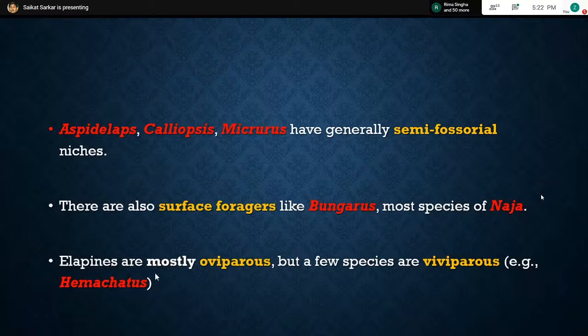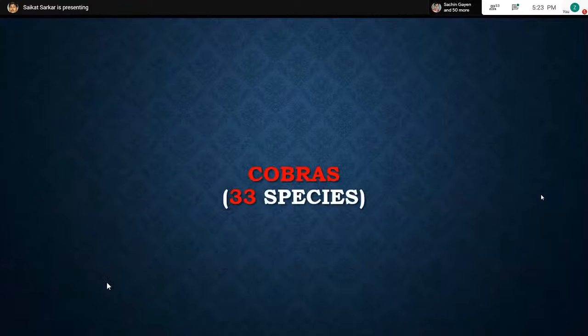Now, elapines are mostly oviparous, but a few species are viviparous, like Hemachatus. Rinkhals, these are called. The common name is rinkhals. This is also a very interesting specimen. I'll discuss later. Cobras, the principal group, the most well-known. The group is known by cobras, elapids. There are 33 species of cobras recognized to date.